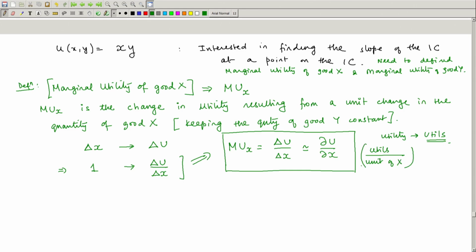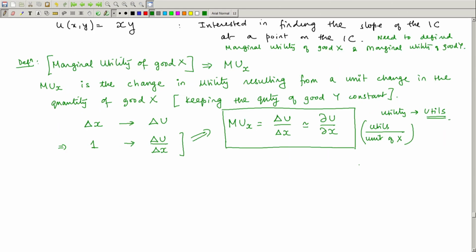So, I am measuring this in utils per unit of x. Okay. Similarly, let us quickly define the marginal utility of y. So, let me rewrite this. So, marginal utility of good y, and I will denote it as mu y, because now I am changing the quantity of good y and I am going to keep the quantity of good x fixed.